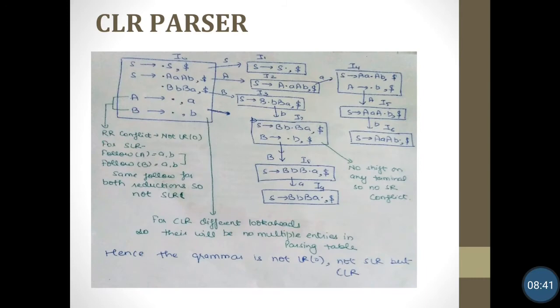We have lookahead dollar sign for S. For A we have lookahead small a, because after capital A we have small a, and for B we have lookahead small b, because after B we have small b. So here we use different lookahead for A and B.